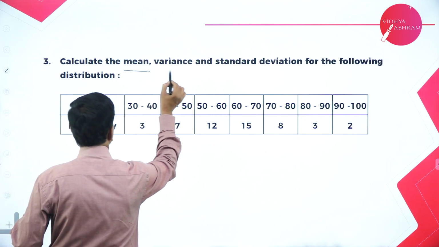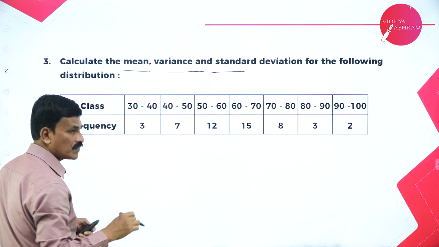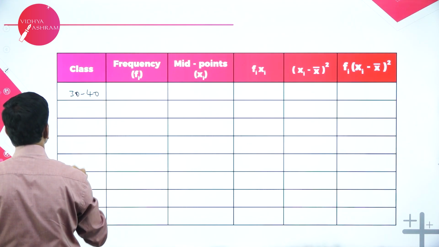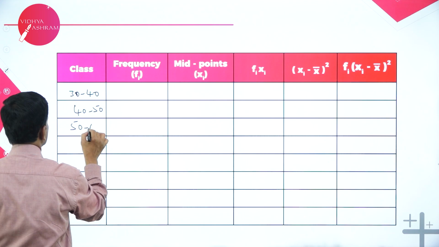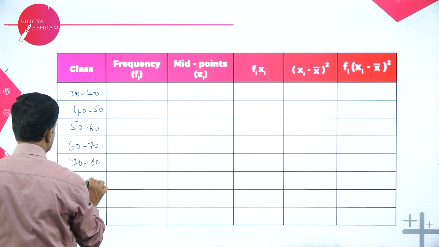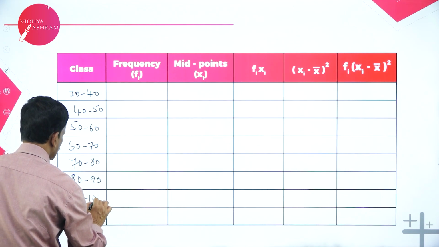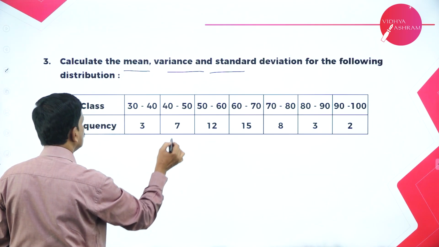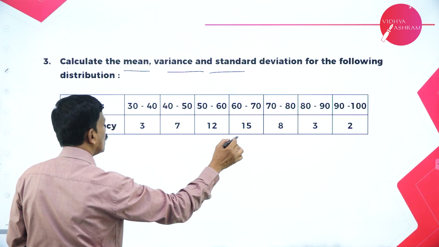We need to find the mean, variance and the standard deviation for the following distribution. Here the class interval and frequency are given. The class intervals are 30-40, 40-50, 50-60, 60-70, 70-80, 80-90, and the last one is 90-100. And the frequencies are 3, 7, 12, 15, 8, 3 and 2.